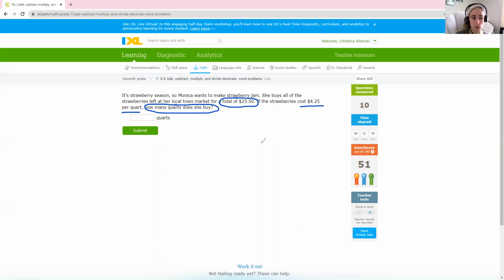To set up our division problem here, we're going to take our total and divide it by the price per quart of strawberries. So $25.50 is being divided by the individual price, $4.25. Now, when we're working with decimals, the inside number, that's called your dividend, is allowed to be a decimal. However, the divisor, the number on the outside that we're dividing by, can't be a decimal.